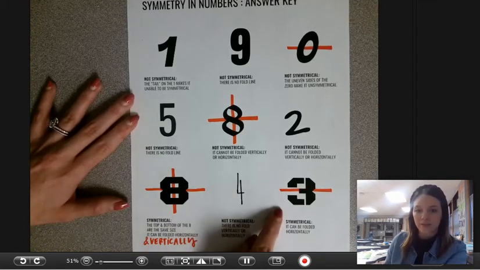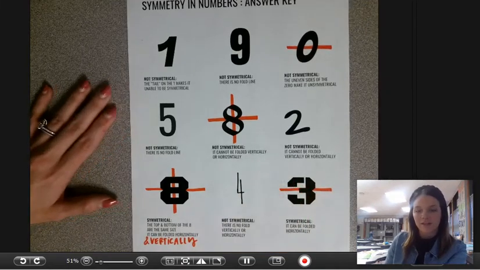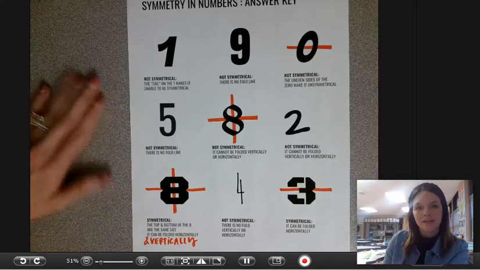If you look again at this 3, it can be folded horizontally, and it would fold exactly the same, just like a mirror.